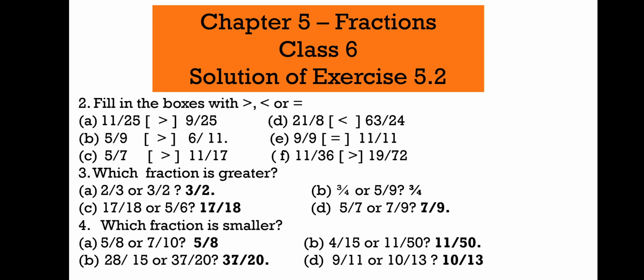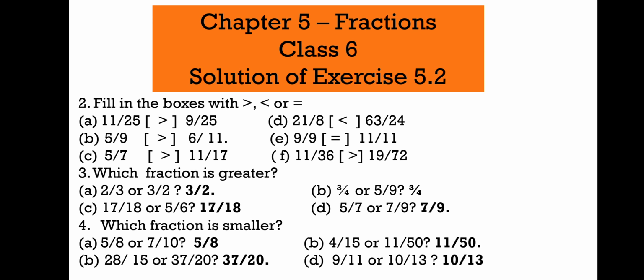Because 5 upon 6 gives you 6 8s are somewhere 0.8, and this gives you 9s are. So it is greater, because 18 9s are 162. So it will be 0.9 something. So that is greater.